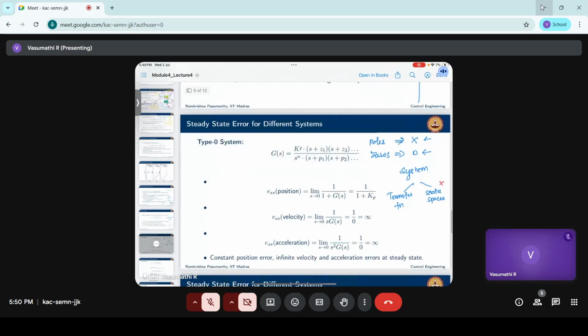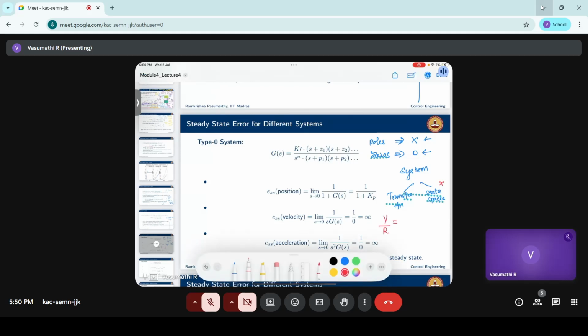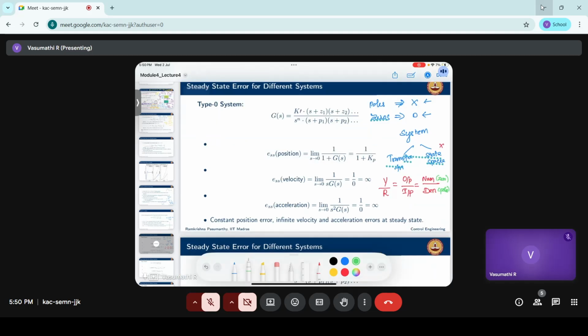Right. In terms of transfer function representation, you will have output by input equal to a numerator term and a denominator term. Whatever is in the numerator are called zeros. Whatever is in the denominator are called poles, right? It will be represented in terms of factors, not like an algebraic equation or polynomial. Even if it is a polynomial, we will split that into factors and say this many poles are there in that particular system, this many zeros are there in that particular system.